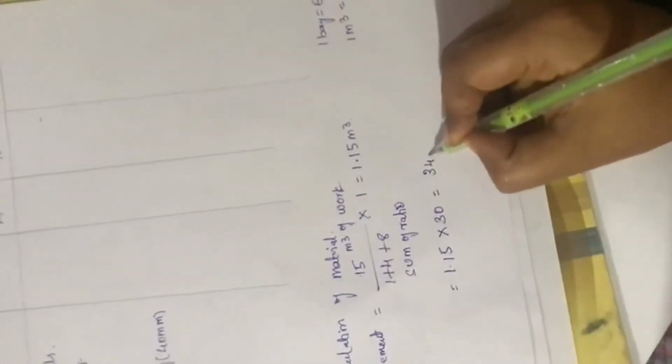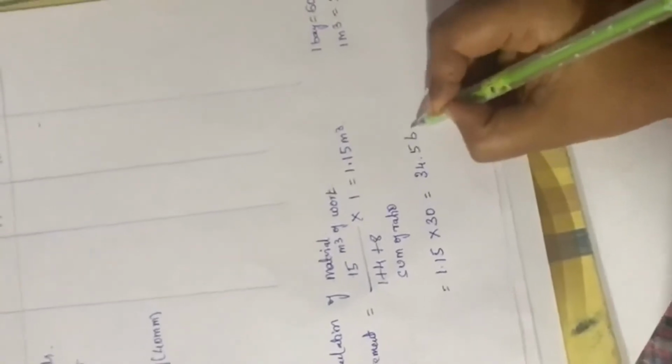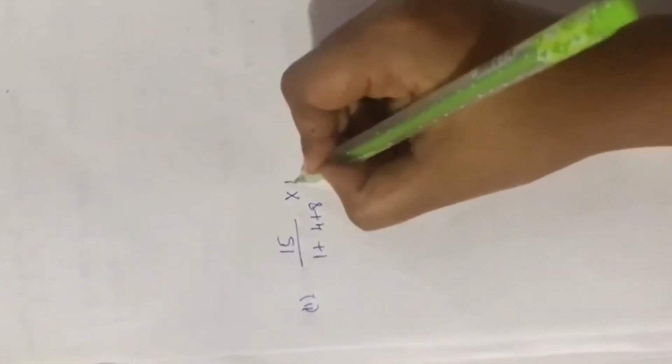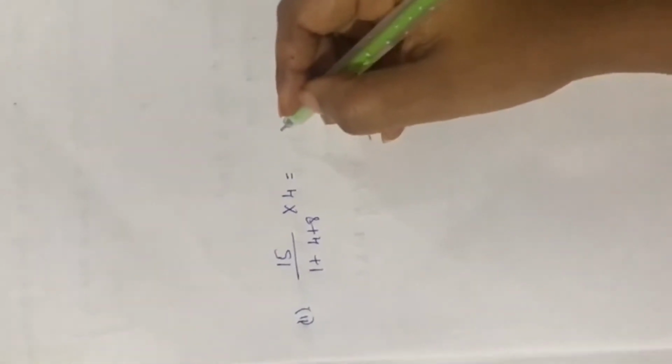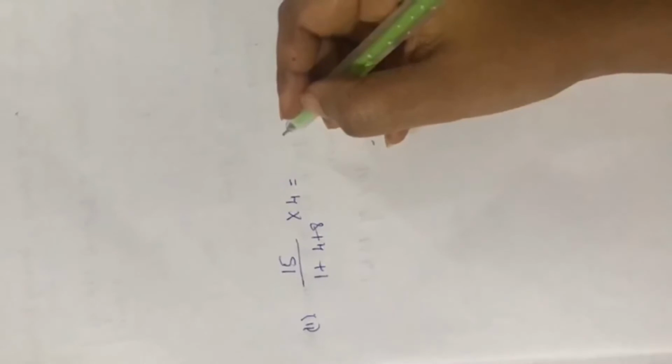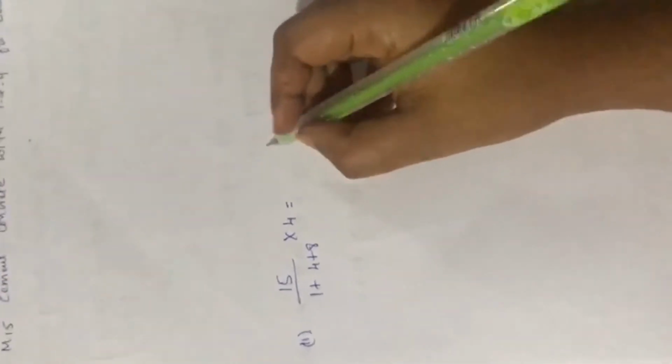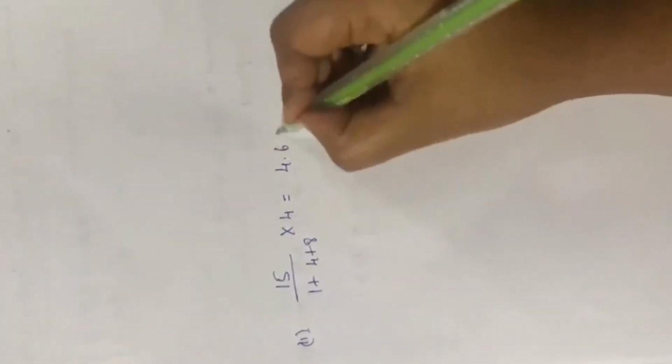Next we have to calculate the sand. When you are finding the sand, it is 15 divided by 1 plus 4 plus 8, into 4. That will be required as 4.62 meter cube of sand for the 1:4:8 mix.